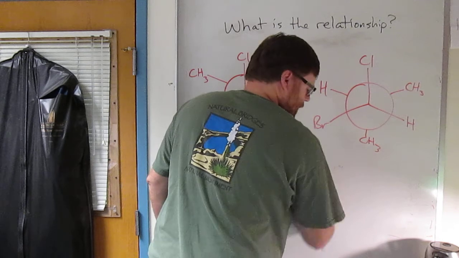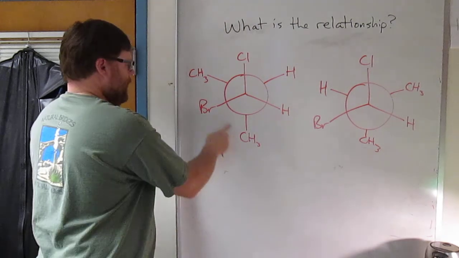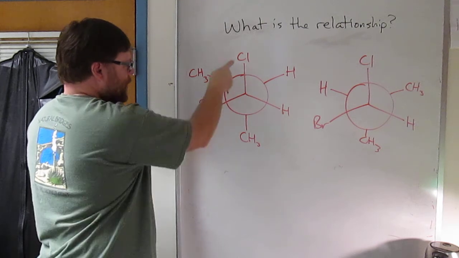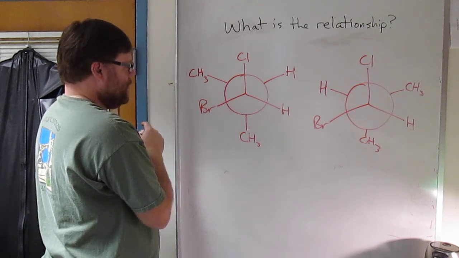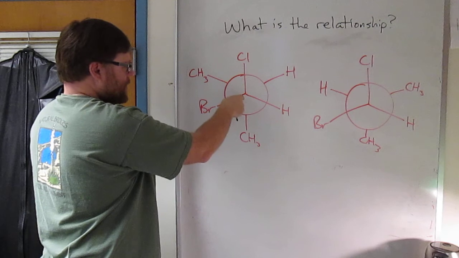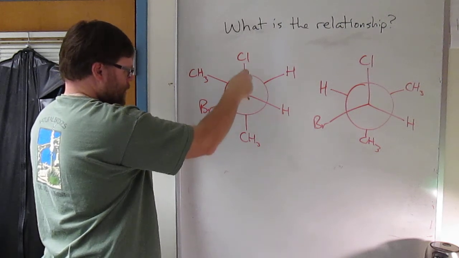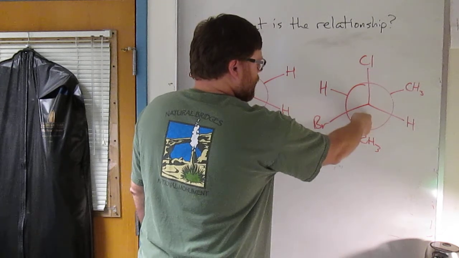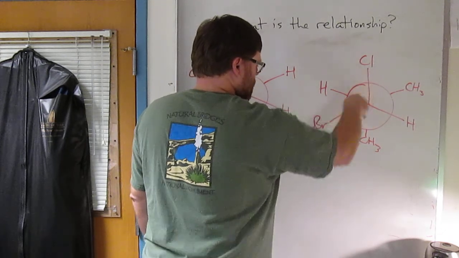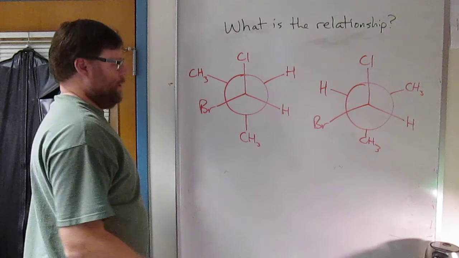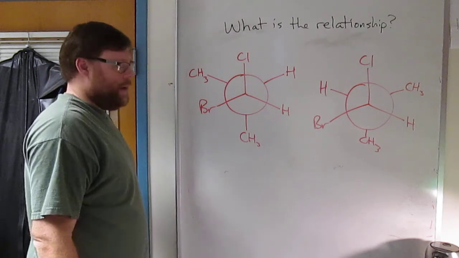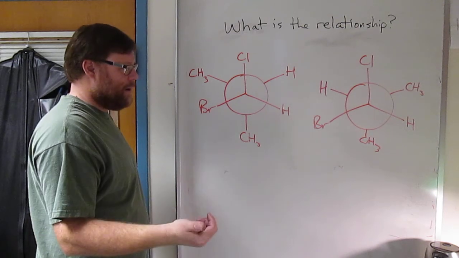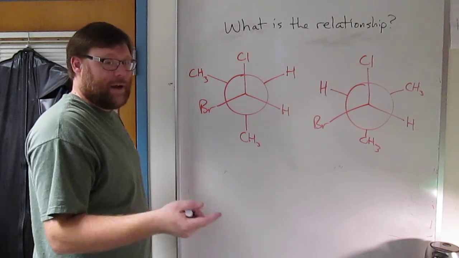How about connectivity? Well, we have 2 methyls on the back carbon, a bromine and a chlorine on the front carbon. So that would be CH, BrCl, and then CH with 2 methyls. On the right, 2 methyls on the back carbon, a chlorine and a bromine on the front carbon. So they're connected the same. So they're isomers of some sort. They're not the same. They're not constitutional isomers.